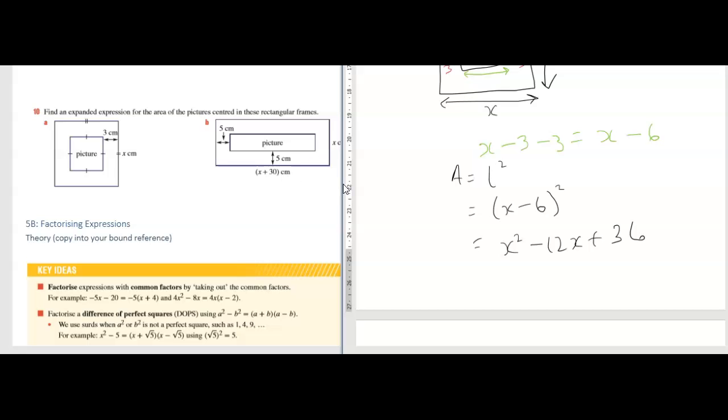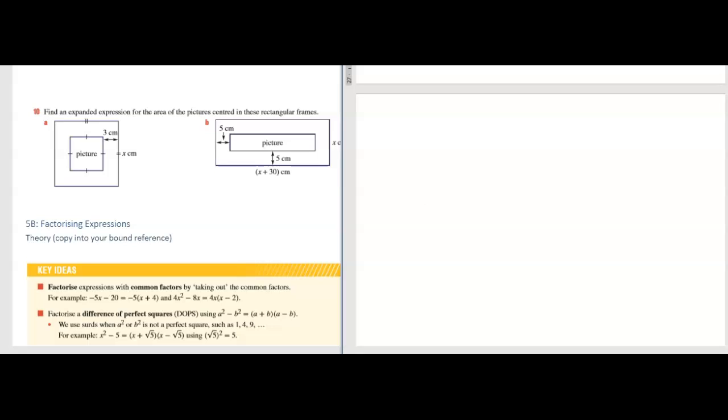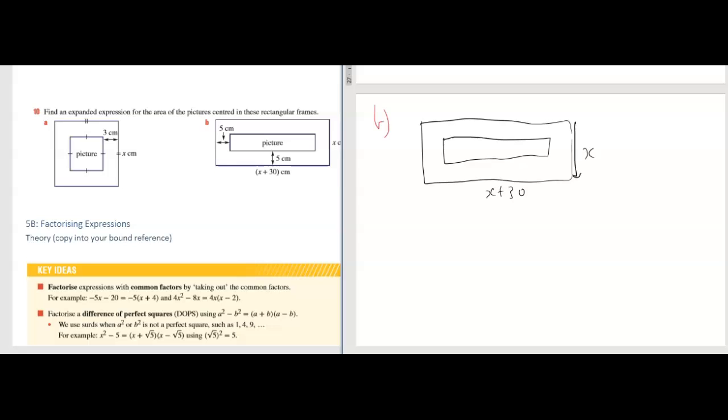Now, b is pretty much the same working out. You have two different side lengths though, so let's do b together as well. All right, draw my rectangle. Maybe this is like a nice beach scene. I'm not going to draw a beach. And isn't that an awesome rectangle? I mean, I'm so good at drawing on this. Okay, so you can see this side is x. This side is 30 centimeters longer, so it's x plus 30. And then the frame is 5 centimeters.